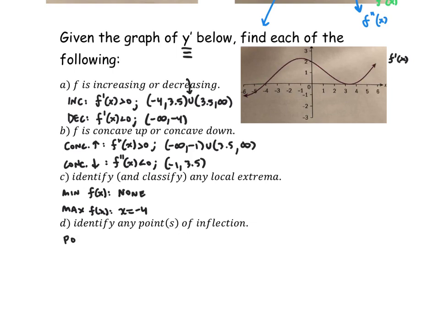Okay, so part D, identify points of inflection. Well, point of inflection happens when the second derivative or the slope of the first derivative equals 0 or doesn't exist and changes sign. So the slope of the first derivative equals 0 here and changes from a positive to 0 to a negative. So this is a point of inflection, as well as right here we get the slope of the derivative is negative, 0, positive. Therefore I have points of inflection at x equals -1 and x equals 3.5.